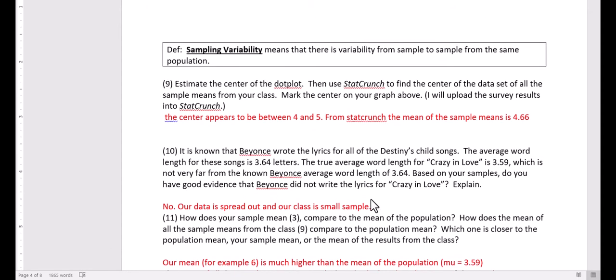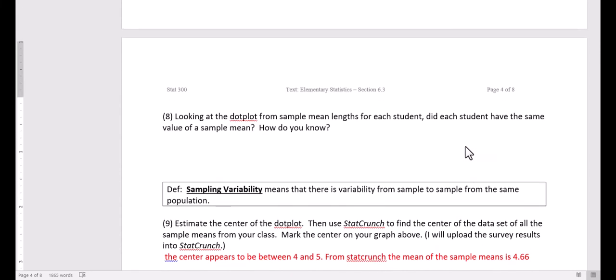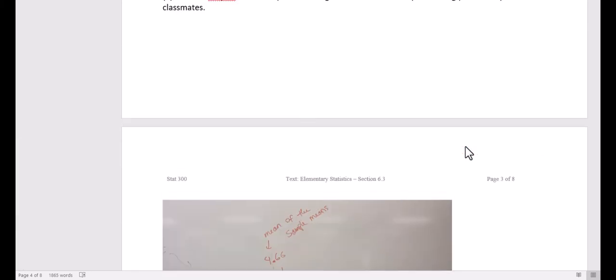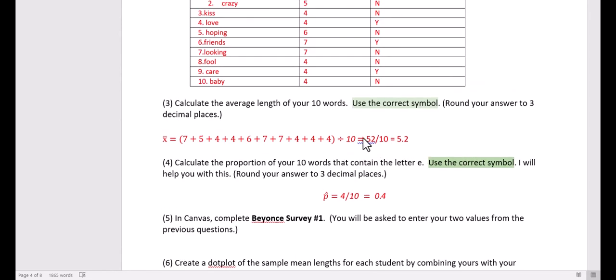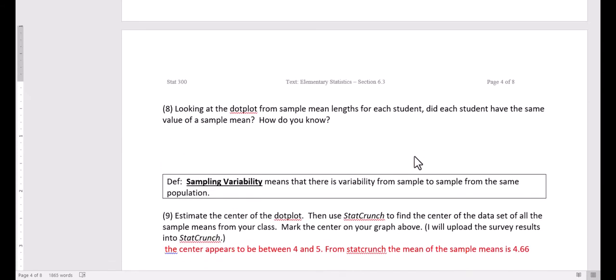So how does your own sample mean compare to the mean of the population? How does the mean of all the sample means from the class compare to the population mean? So your own sample, depending on what it was, we want to compare it, right? For me, my own mean was 5.2. That was my average word length. The population mean is 3.59, so I'm actually pretty far away.